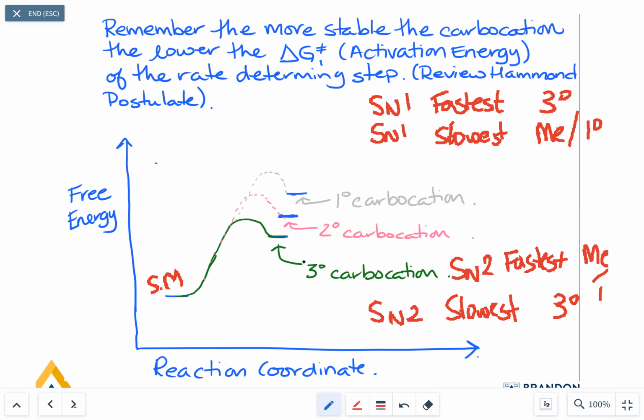Right, so key point, tertiary carbocations are the most stable, so this will be the lowest, which means this activation energy will be the smallest, so the rate will be the fastest. And once you get up here, this isn't going to be competitive. It's going to be way too slow. Something else could happen, i.e. an SN2 reaction.